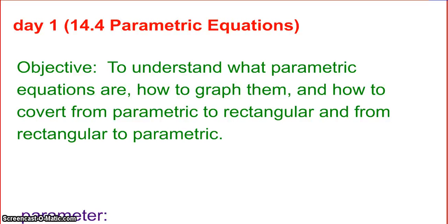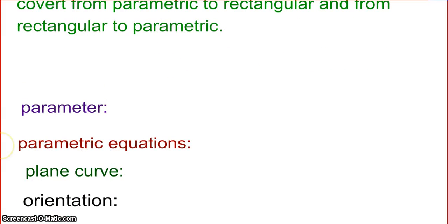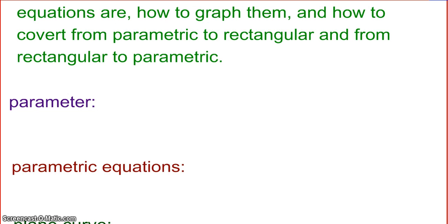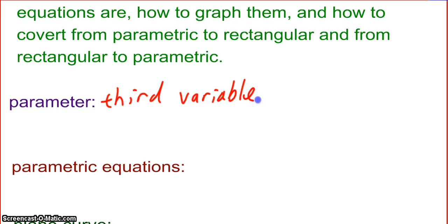This leads us to parametric equations. So today we're going to look at understanding parametric equations, how to graph them, how to convert from parametric to rectangular, and from rectangular to parametric. First, let's define a few things. So, parameter. The parameter is the third variable. So that's what we're talking about when we say parameter.